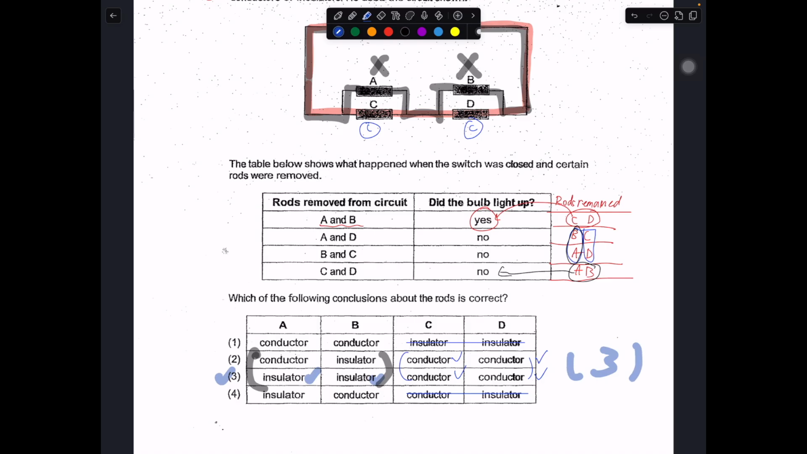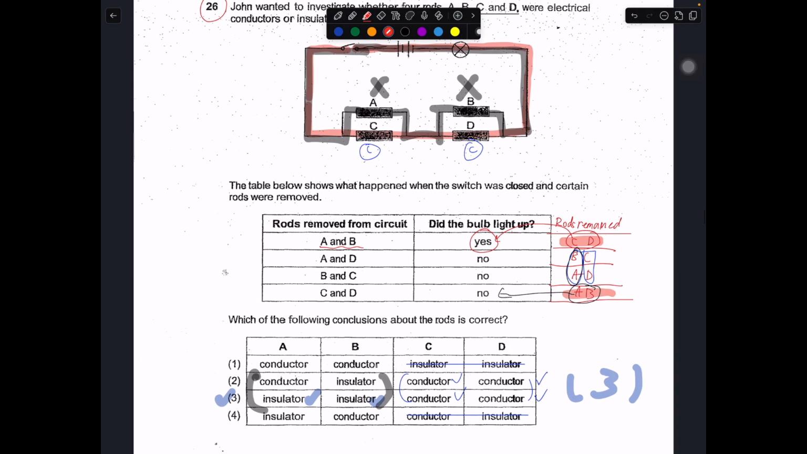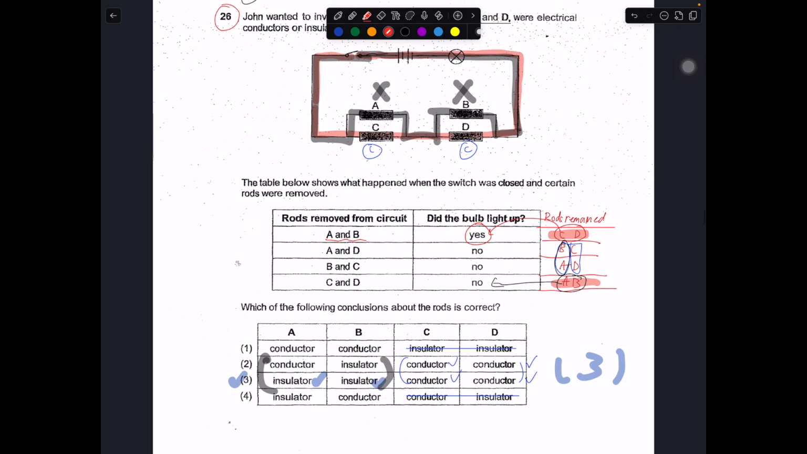Actually, you can just use this part and this part to evaluate. The one in the middle, which is this two, actually you don't really need this information anymore, because electricity flows through C and D, light bulb lights up. When you put A and B remaining, the whole circuit did not light up. It must tell you that A and B must be insulator, or at least both of them must be insulator.